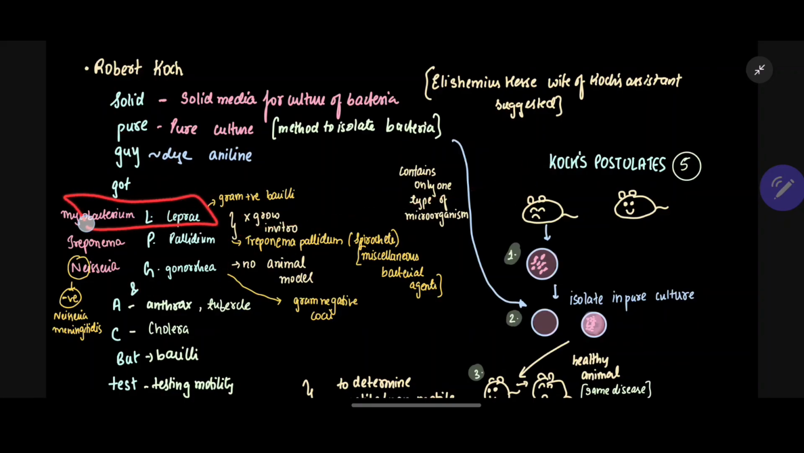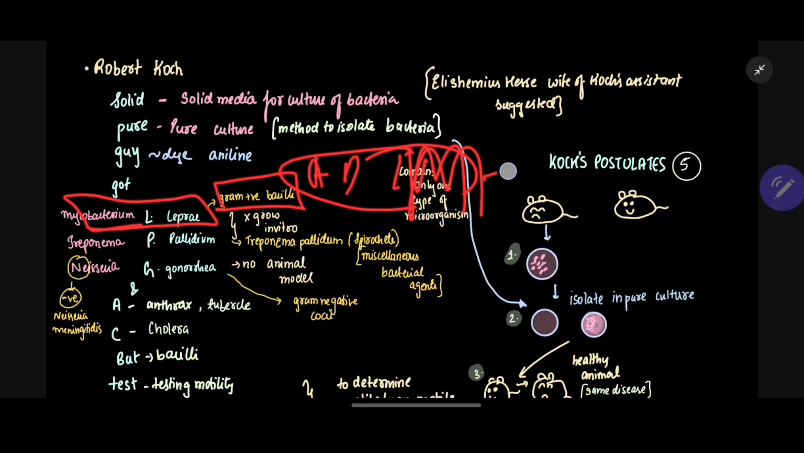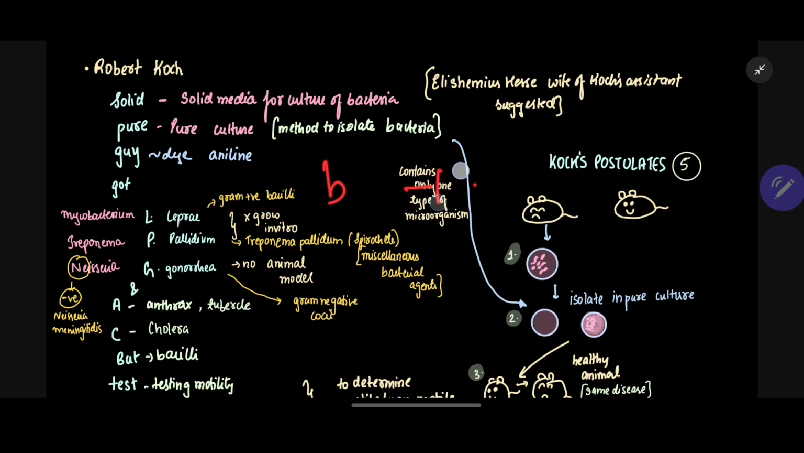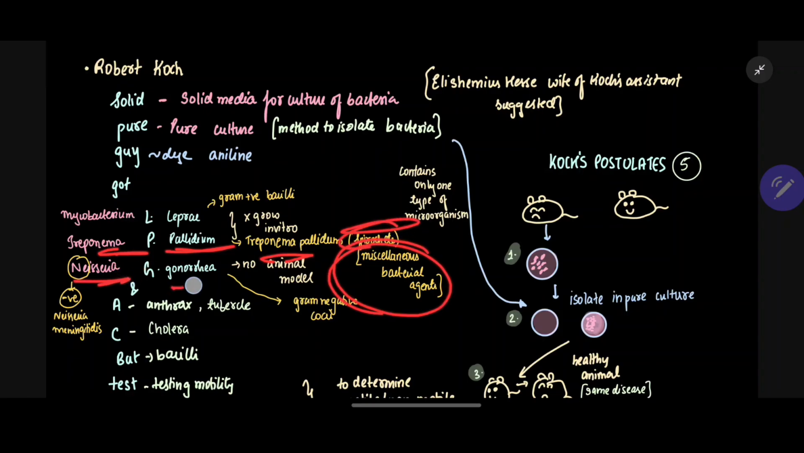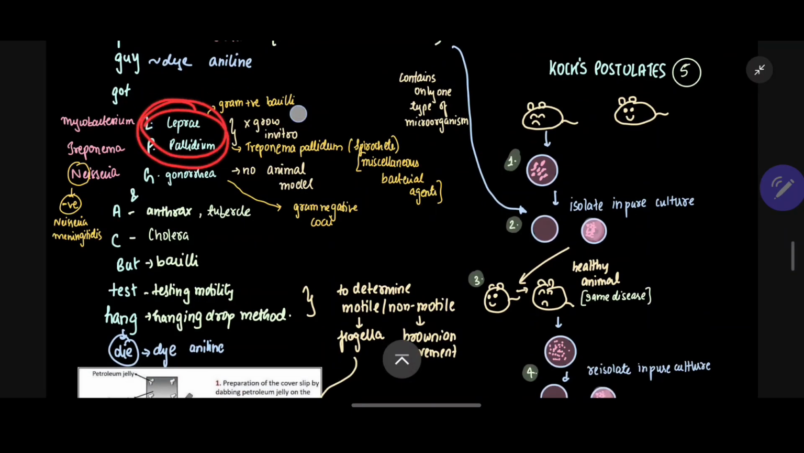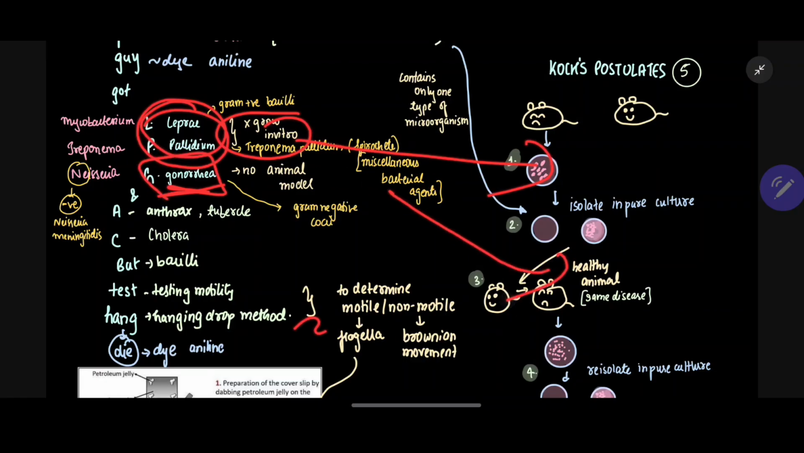L is for Mycobacterium leprae, which is a gram-positive bacilli because A, B, C, D, L, M, N. And because it's a mnemonic, we have a positive, and it's bacilli because gram-positive cocci have coccus in their name. Next, P for palladium, Treponema pallidum. This is a miscellaneous bacteria, a spirochete. Next, Neisseria gonorrhoeae. This is Ne, so it's negative. The first two cannot be grown in vitro. And gonorrhea does not have any animal model.